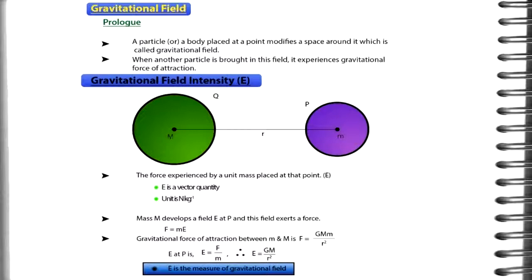Mass M develops a field E at P and this field exerts a force F equal to mE. Gravitational force of attraction between small m and capital M is F equal to GMm by r square. E at P is E equal to F by m. Hence E equal to GM by r square. So E is the measure of gravitational field. Video is given here. Please watch it.